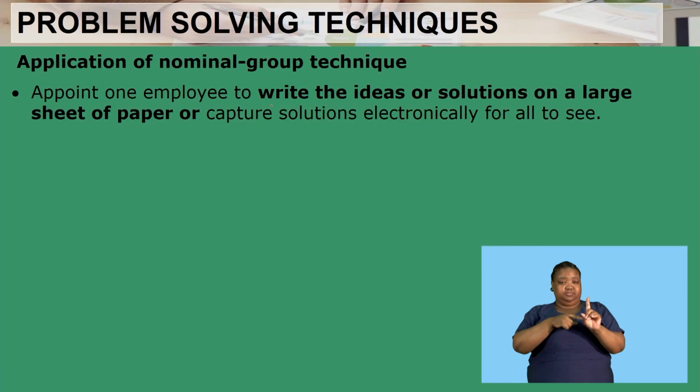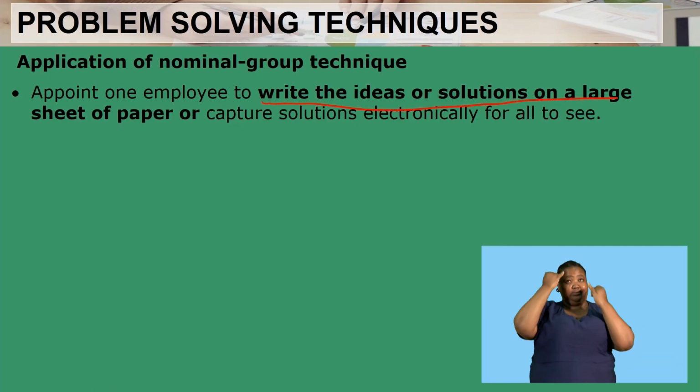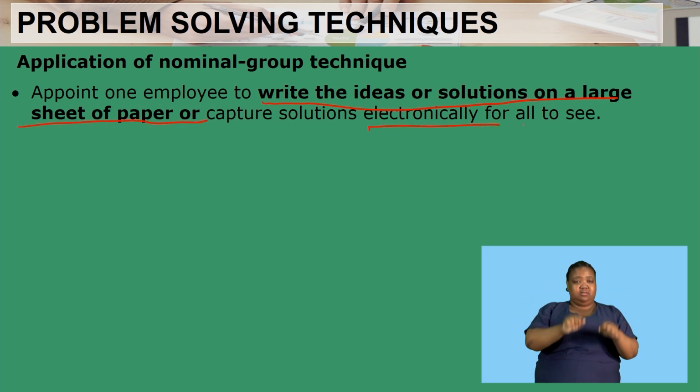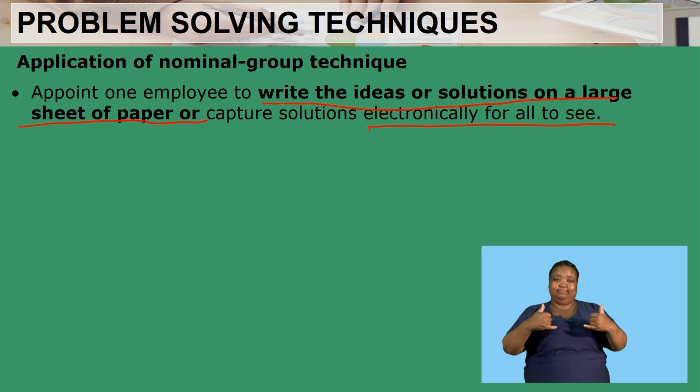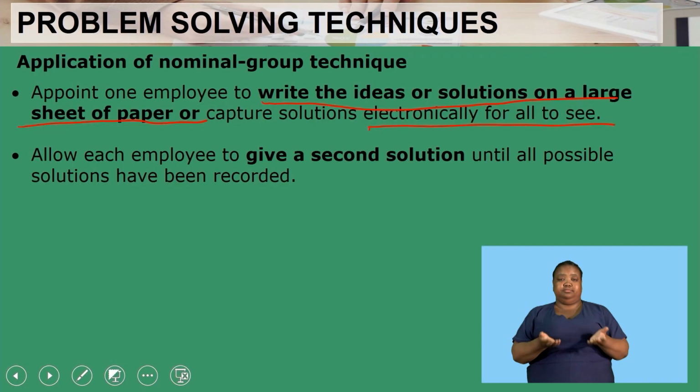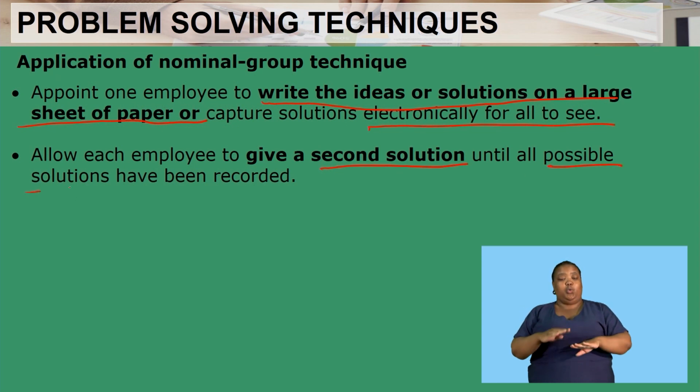Appoint one employee to write the ideas or solutions on a large sheet of paper or capture the solutions electronically for everybody to see. Like I said, now things are improving. We are doing things electronically, virtually, so we can appoint somebody to do that electronically for us. Allow each employee to give a second solution until all possible solutions have been recorded. So what can we say here? People are included here. We are allowing more people to participate in this kind of technique.